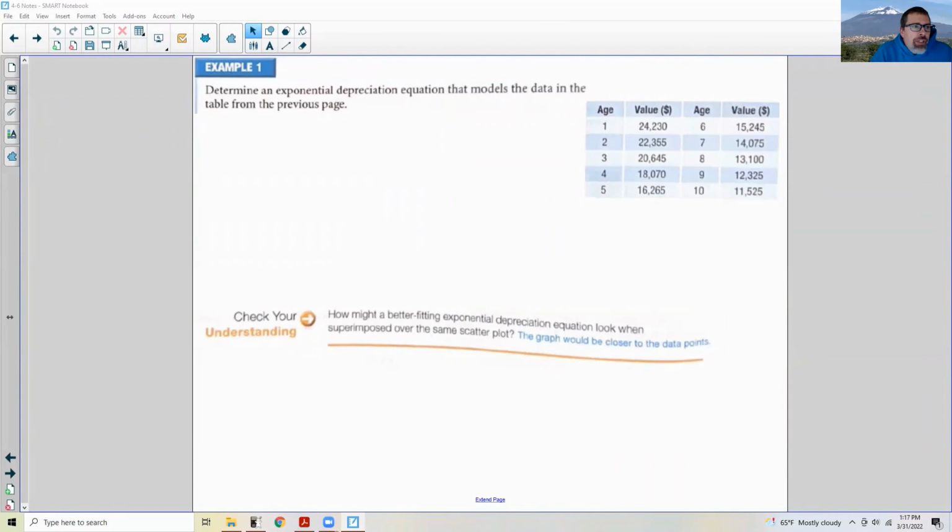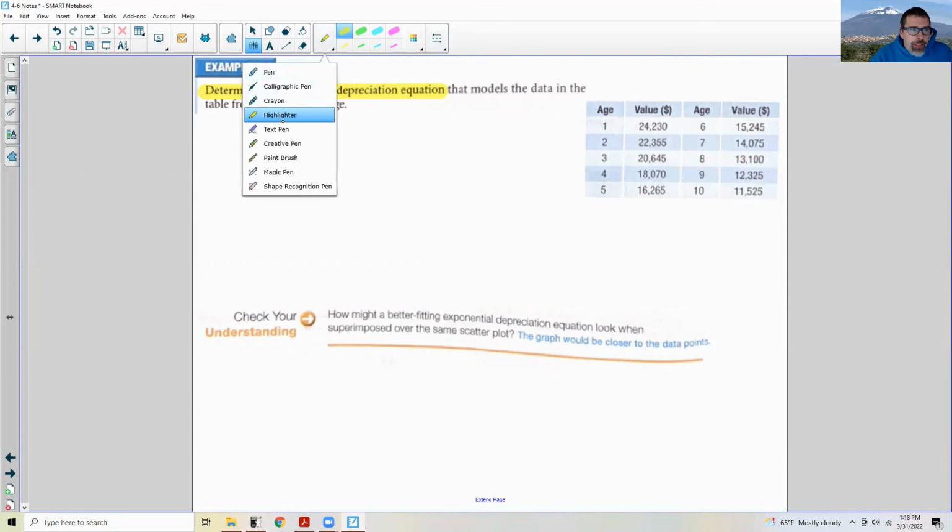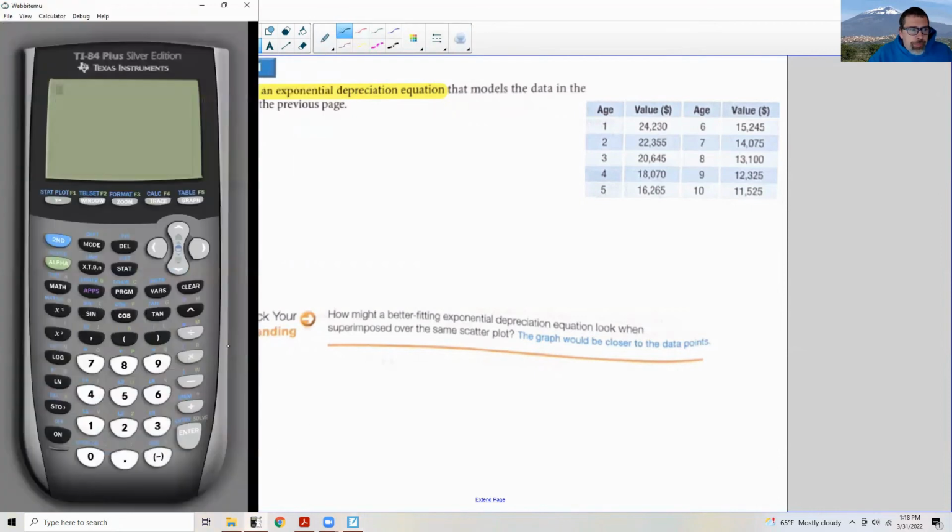Okay, example 1 says to determine an exponential depreciation equation. So let me get my highlighter here. Determine an exponential depreciation equation that models the data in the table from the previous page. Well, this came from the previous page. So what we're going to do is get our calculator out. And to do an exponential depreciation or any regression equation, we first of all have to enter this data.